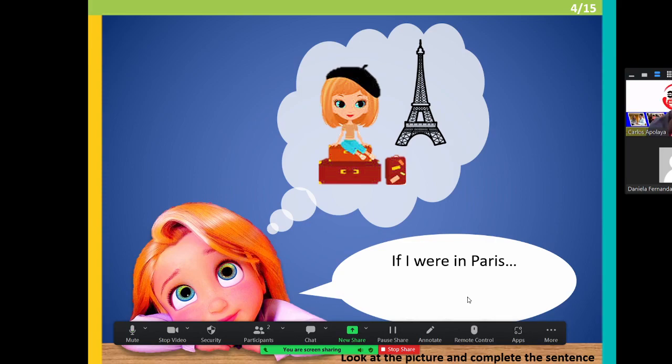Uno más. If I were in Paris, ¿qué harías, Danny, si estás en París? ¿A dónde irías? If I were in Paris, I would... ¿Cómo dirías? Visitaría la Torre Eiffel. I would visit the Eiffel Tower. I would see.